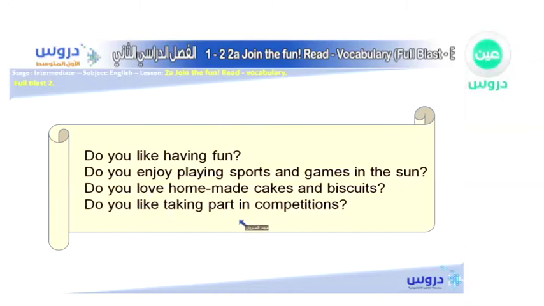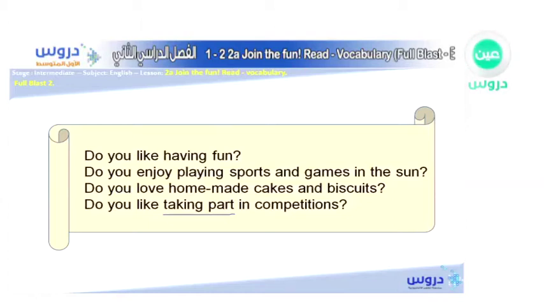What about the last question? Do you like taking part in competitions? What is the meaning of the word taking part? Let's underline it. What do you think? Before we change this word, as you can see, I want you to take it from the context. Do you like taking part in competitions? What do we mean by taking part? Here we write it down now.